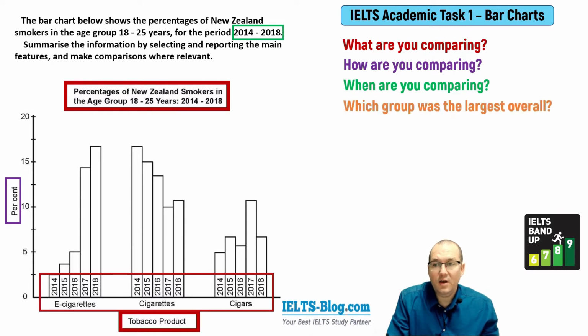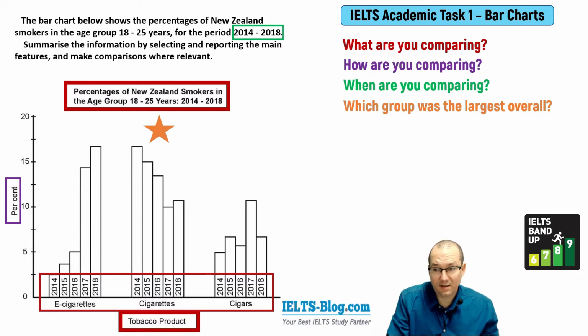Next, you've got which group was the largest overall. This is a normal thing to check in any academic Task 1. Well, the largest group, not by a lot, but it was cigarettes. And this may or may not be important, but again, it's good to point that out on your test before you start writing.